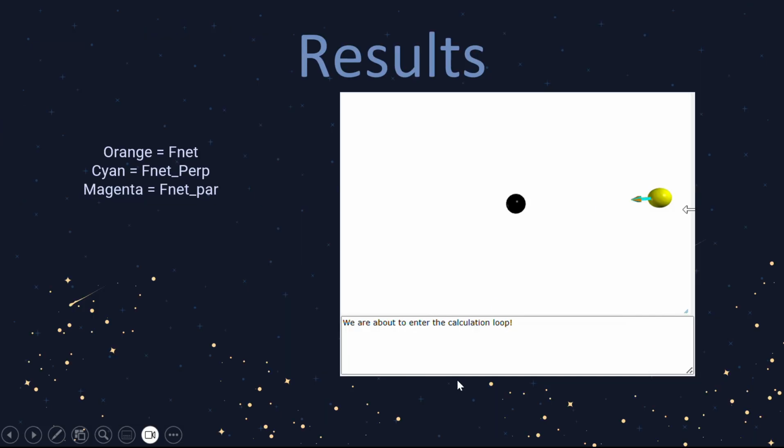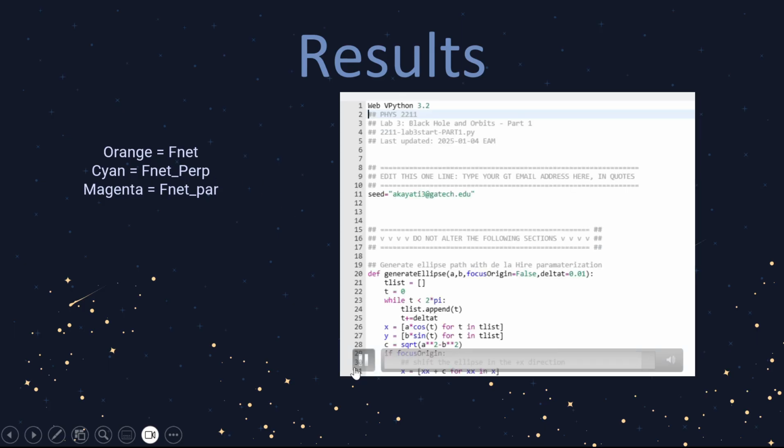So these are the results. You can see this motion right here, and you'll see your forces. Magenta is the parallel, cyan is perpendicular, orange is the net one. And you'll see it increase as it got closer there, because the force is increasing the closer you are to the black hole.